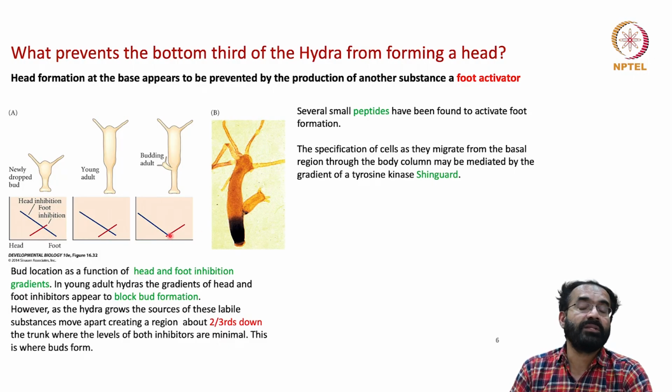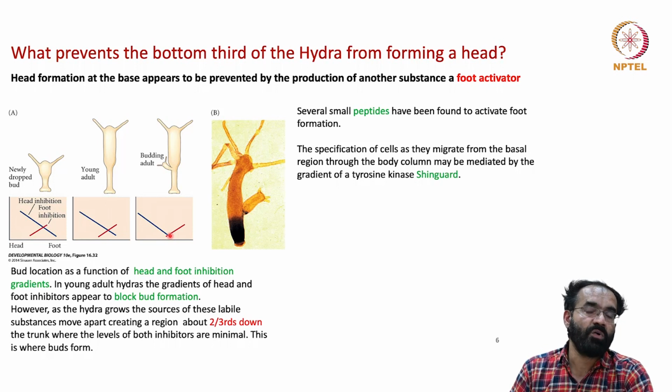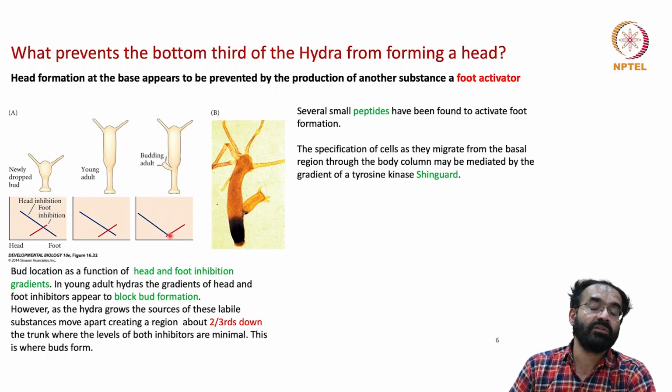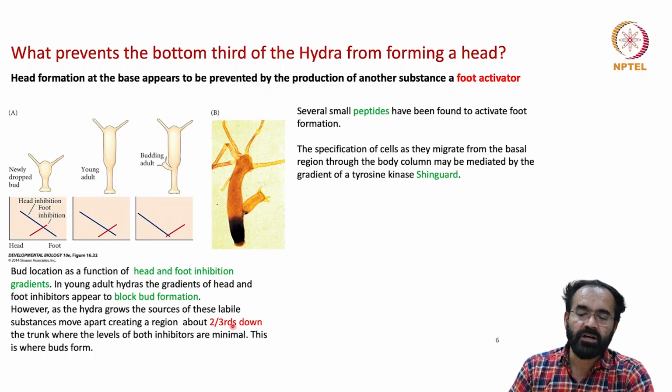So you can call it like many countries, where the boundaries have a no man's land. That means the middle of two countries doesn't belong to anyone. So we call it a no man's land. It doesn't belong to that country or this country. In such a no man's land, the budding can happen. That is roughly at around 2/3 of the downward part of the trunk, when the levels of both inhibitors are minimal. This is where the buds form. Several small peptides have been found to activate foot formation also.